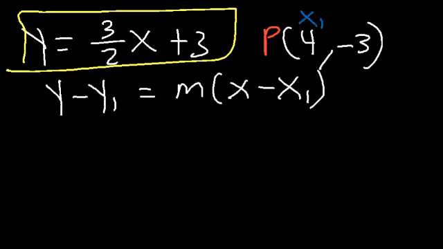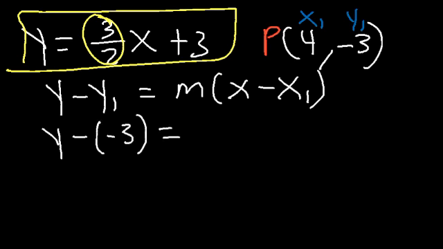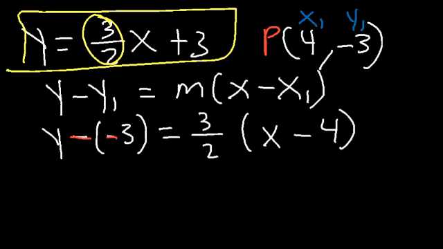So this is x1 and this is going to be y1. And the slope is still 3 over 2. It's the number in front of x. So let's plug in y1. Let's replace it with negative 3. And let's substitute m with 3 over 2. And x1 is 4. Now whenever you have two negative signs next to each other, it's going to change into a positive sign. So what we now have is y plus 3.